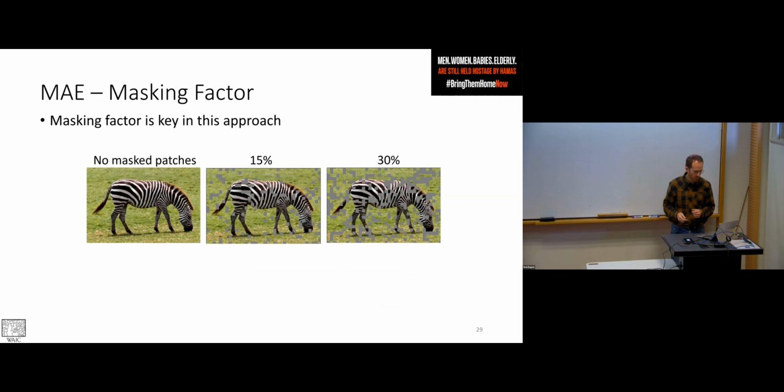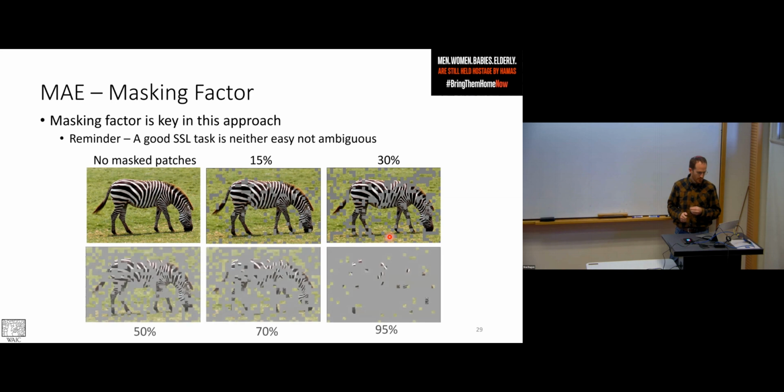ratios of masking. So if this is the input image with all the patches, then this is what happens if we mask 15%. You can see some of the tokens are grayed out. This is 30%. And I think you can see that this is not a very difficult task. You can hardly notice that some patches were even masked here. And if you go to 50%, 70%, and even to 95%, then the tasks become very challenging.